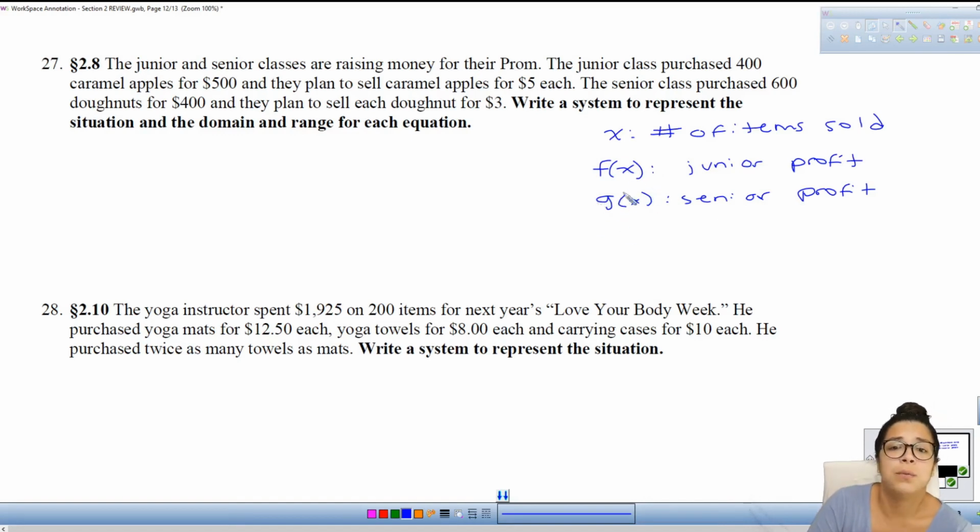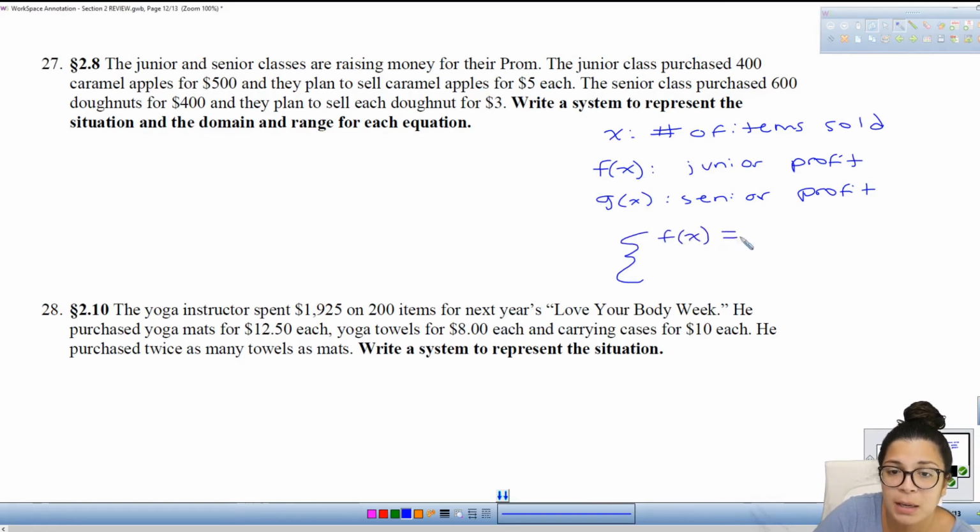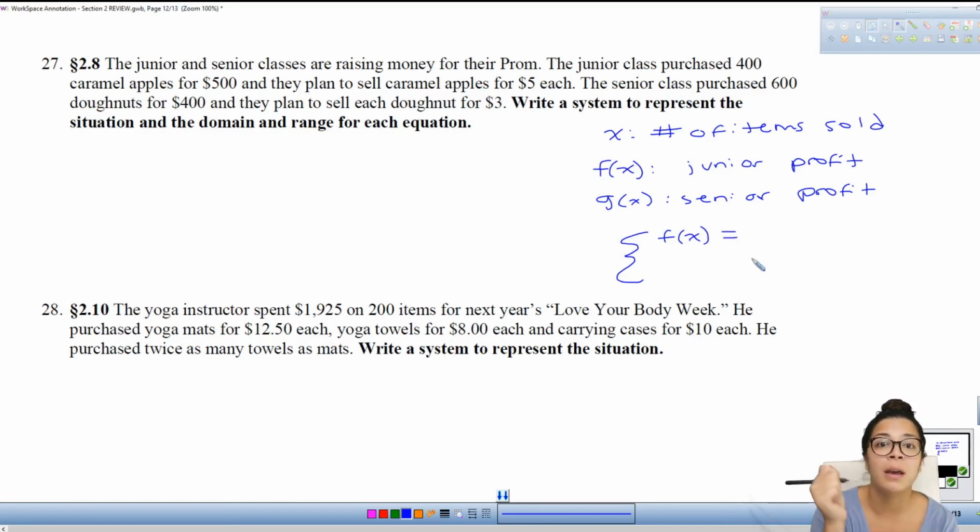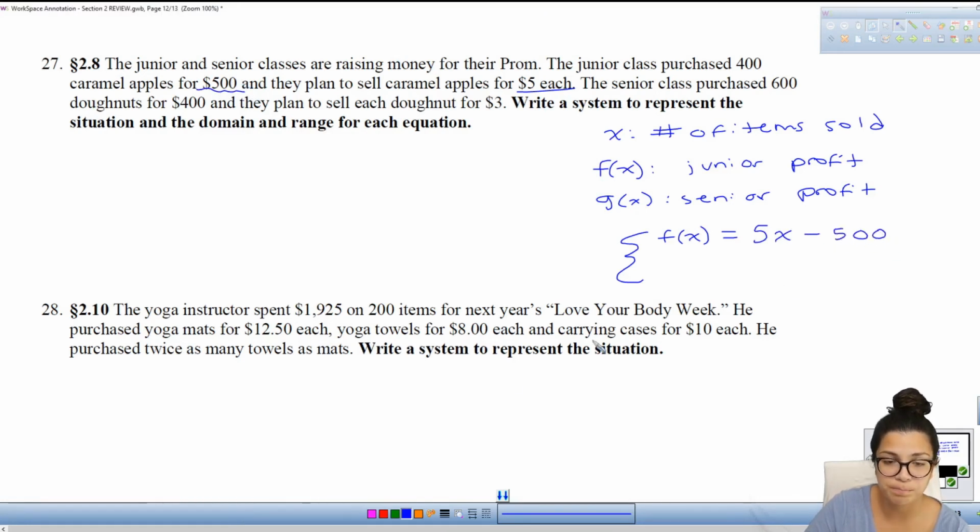Okay, so for the f of x function, how much profit the juniors make, that'll be calculated from how much money they make from selling minus the amount that they had to spend for purchasing the items. So the juniors are making $5 per each thing that they sell. So they're going to make 5 times however many things they sell. But from their profit, they need to subtract how much they spent on caramel apples, which is $500.